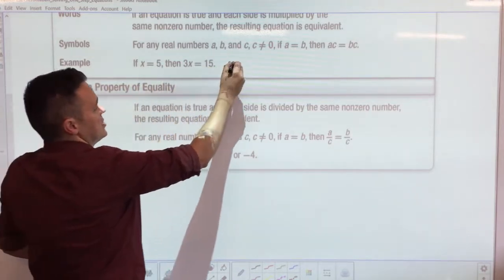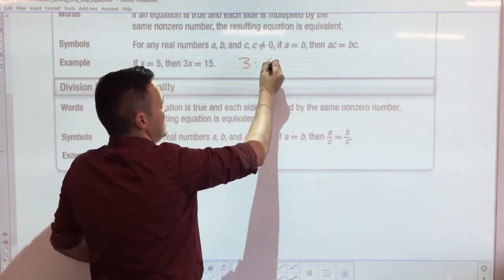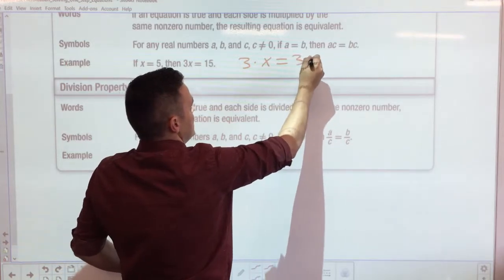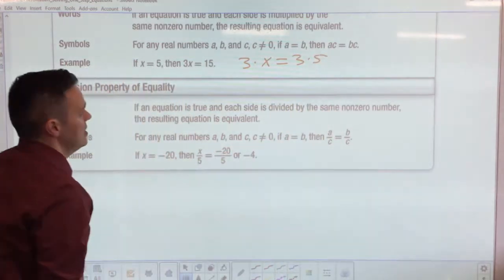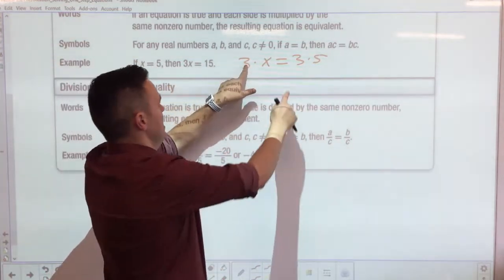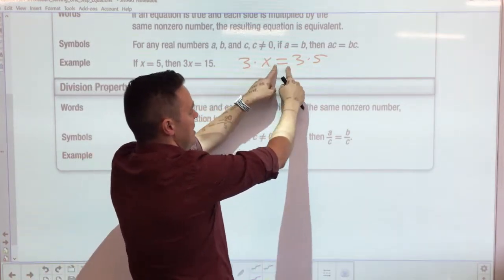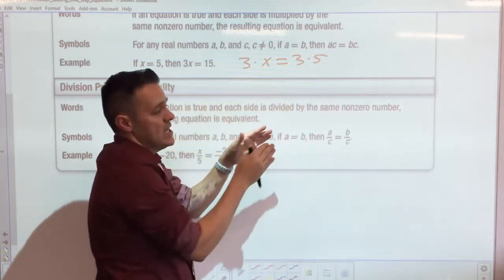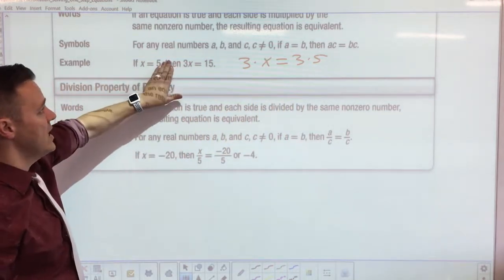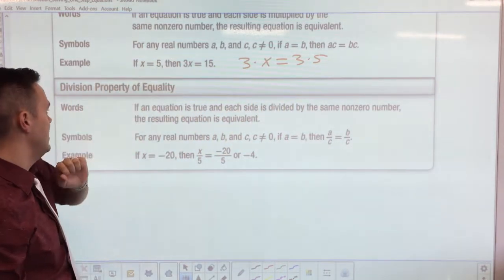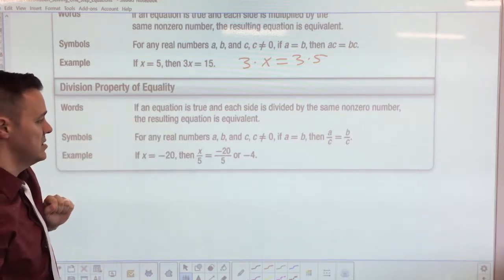What they're doing is they're basically doing 3 times x equals 3 times 5. Okay? They're multiplying 3 to both sides. And when you do that, what do you get? 3x equals 15. So that's what they're doing. I know they don't write it in here, but please make sure you understand that. Okay? Division properties. All right?